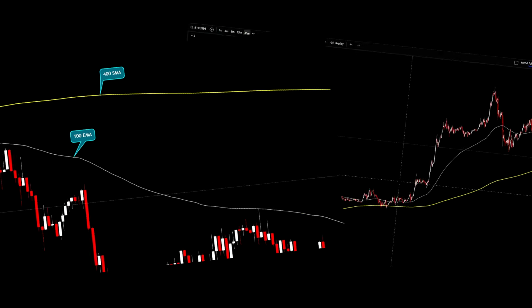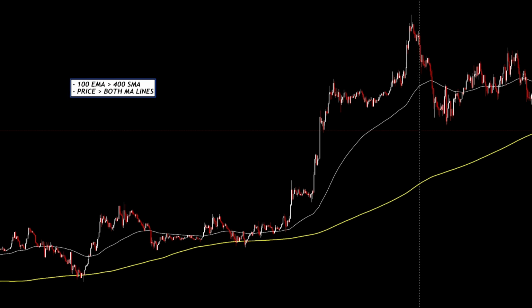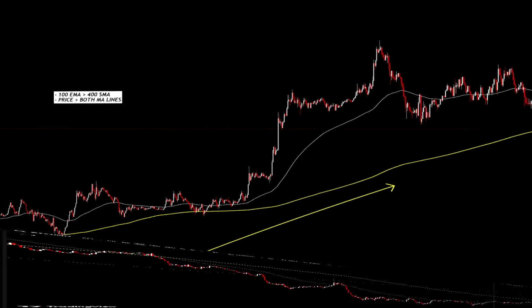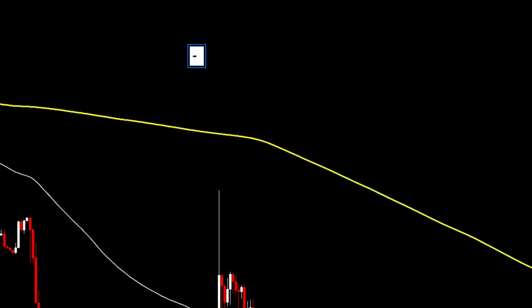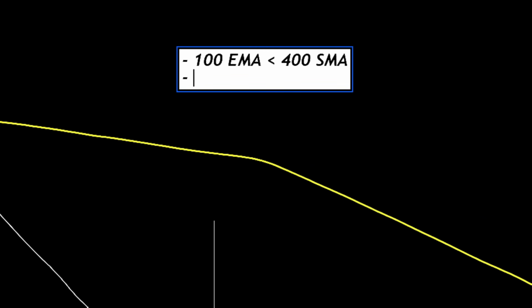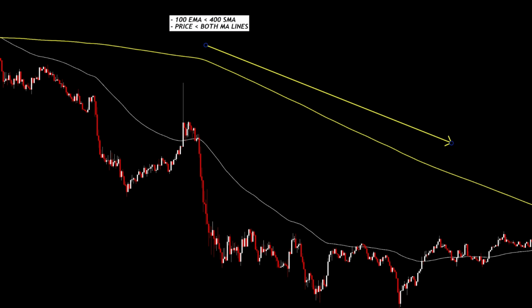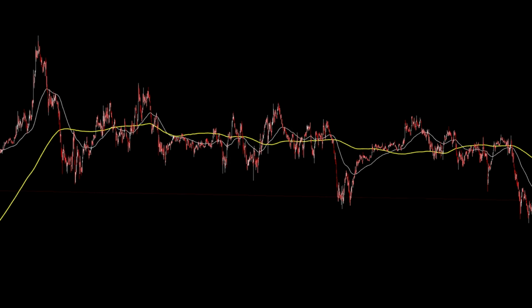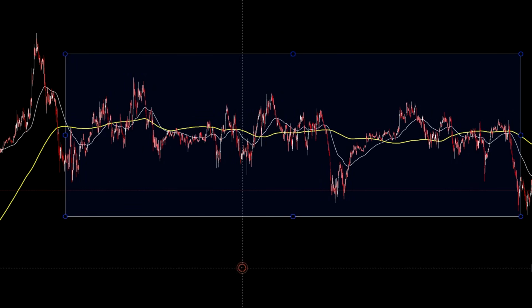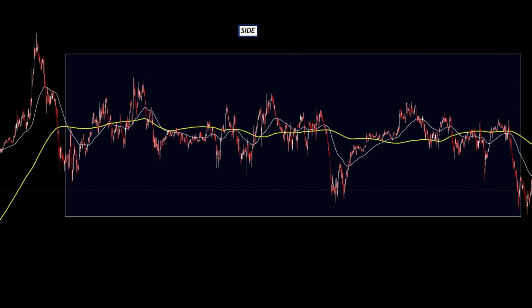And here's how I use them. If the 100 EMA is above the 400 SMA and the price is staying above both, that's an uptrend. And if the 100 EMA is below the 400 SMA and the price is under both, that's a downtrend. But when the 400 SMA is flat and the 100 EMA keeps flipping above and below it, price is choppy, that's a range. And for me, that's a no trade zone.